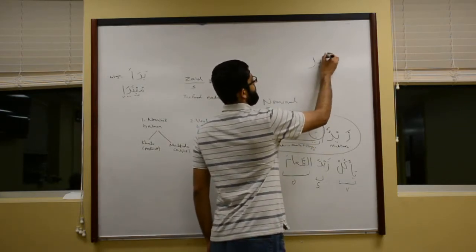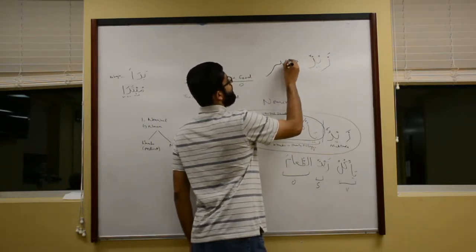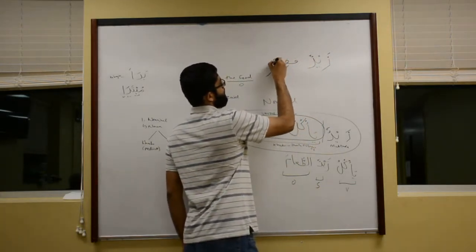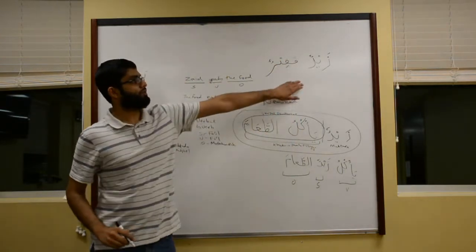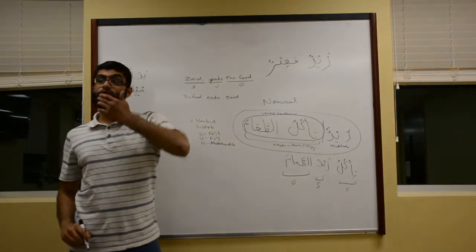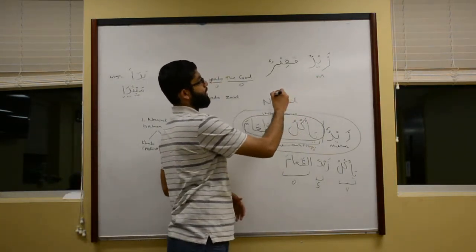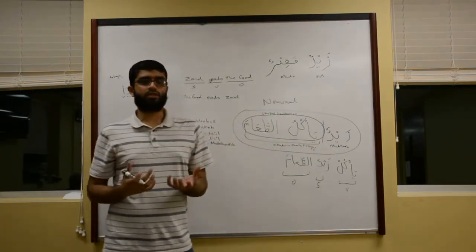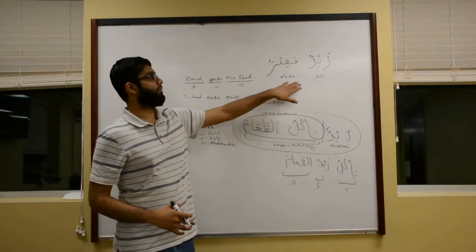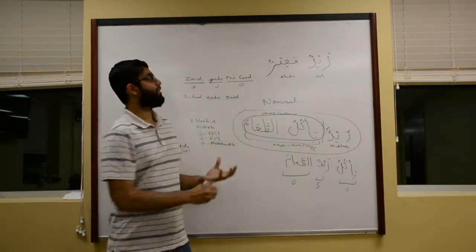If I said Zaydun faqirun, okay, what does that mean? Zayd is poor. Is this a nominal sentence or a verbal sentence? Nominal. Okay, so where's my mubtada? Zayd. And where's my khabar? Faqirun, right? It's a two-word sentence. Zayd is poor. Mubtada, khabar. Okay, so what I'm trying to say is the khabar.